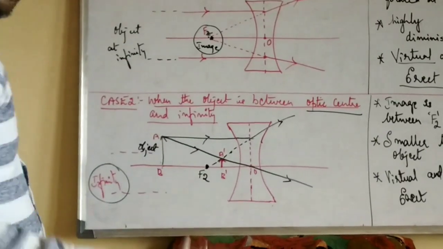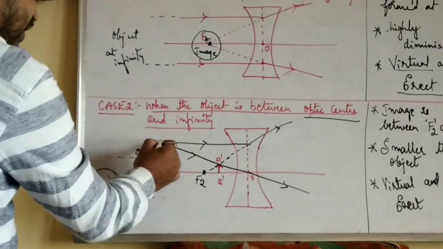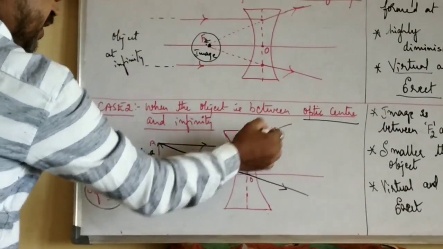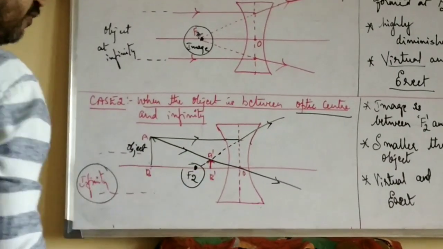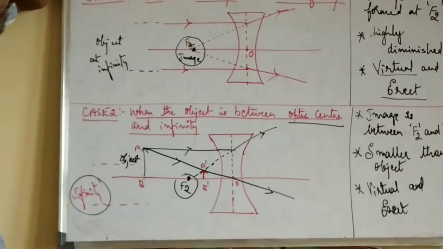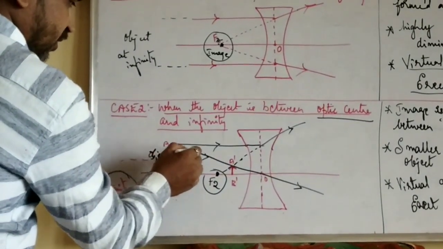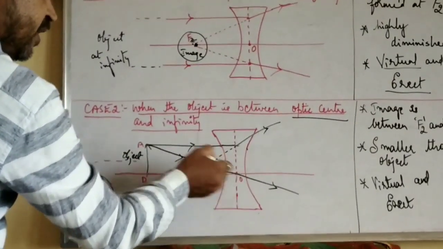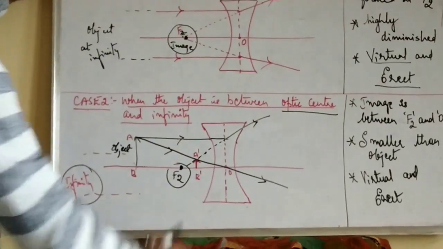Now again I will apply the first two rules. From the position A, an incident ray is moving parallel to the principal axis. Therefore the refracted ray, that is the divergent ray, appears to be coming from the second principal focus, F2, just like this. Now, again, apply rule number 2. One more ray which is incident exactly through the optical center will go undeviated after refraction, which means no refraction here.